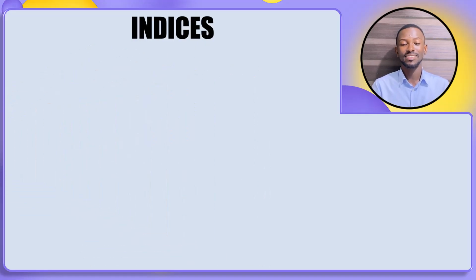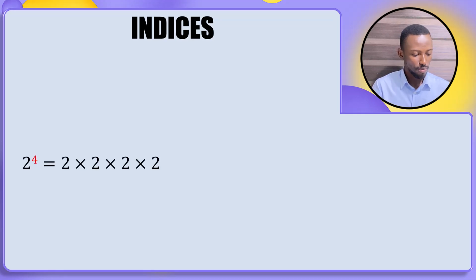Indices is so powerful and helpful. It shows us how fast things actually grow. But now let's slow down to analyze something. For example, if we have 2 to the power 4, what it means, as I've explained earlier, is 2 multiplied by itself 4 times. That is what it means. 2 to the power 4 means 2 multiplied by itself 4 times.